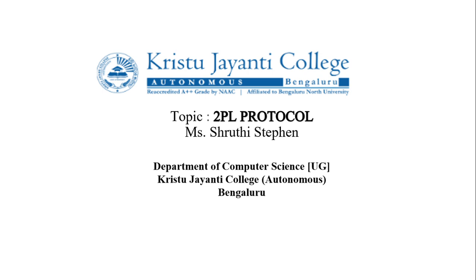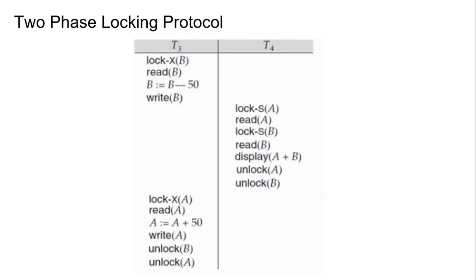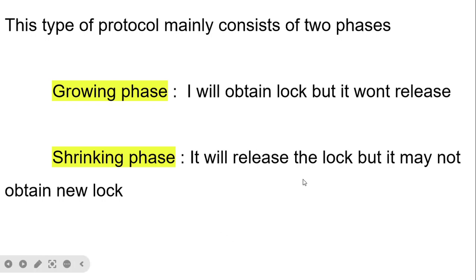So in this lecture we will be going through another type of protocol in concurrent execution: the 2PL protocol, the two-phase locking protocol. Before going to the example, there are certain things that you need to keep in mind. In 2PL we have two kinds of phases, the growing phase and the shrinking phase.